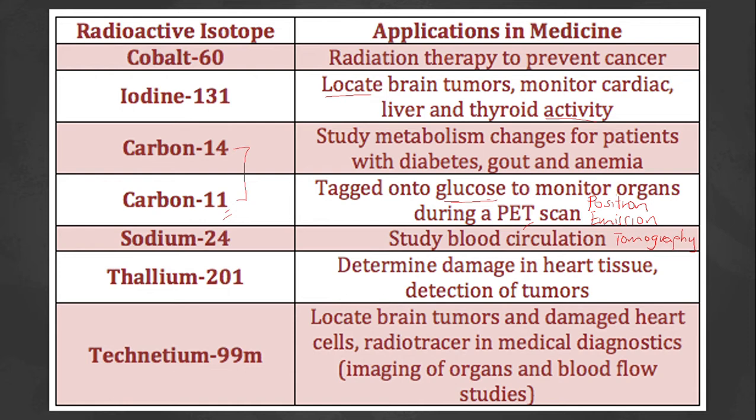Okay? So, another is sodium-24. Used to study blood circulation. Another one is thallium-201, determine damage in heart tissue and in detection of tumors. And lastly is technetium-99m. Just like iodine-131, it is used to locate brain tumors and damage to heart cells. Radio tracer in medical diagnostics, imaging of organs, and blood flow studies.